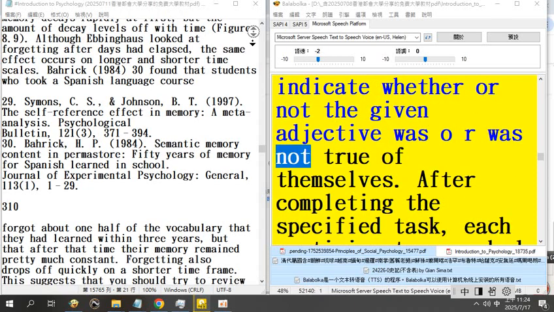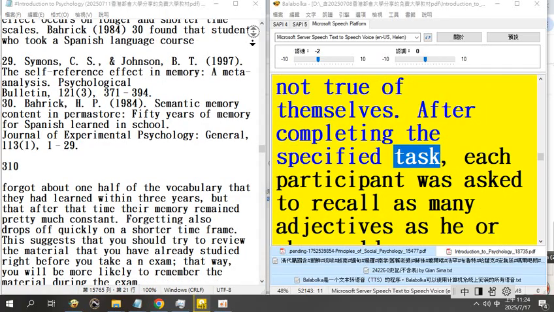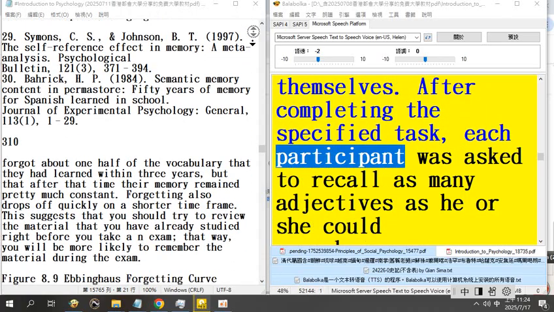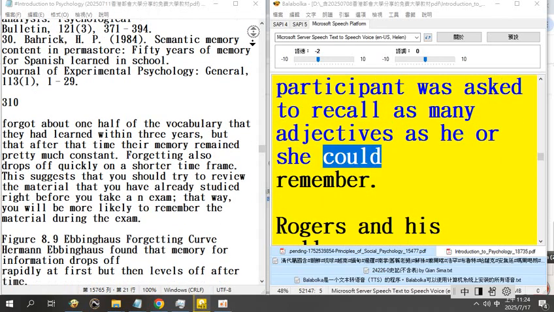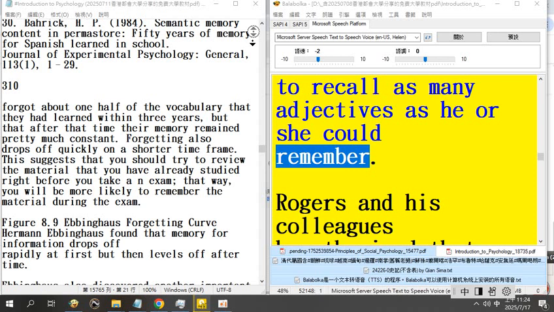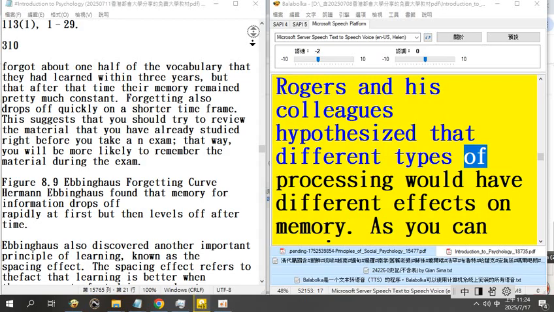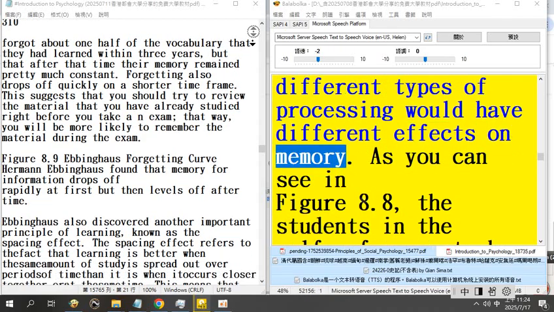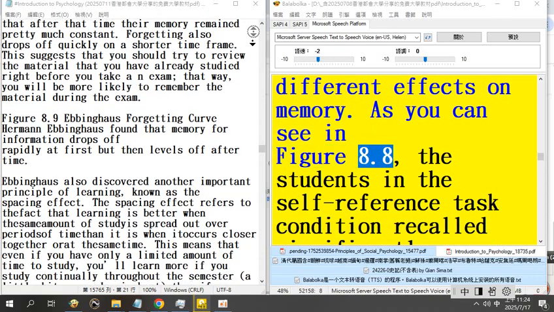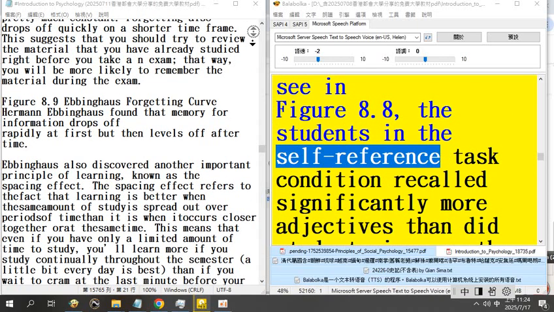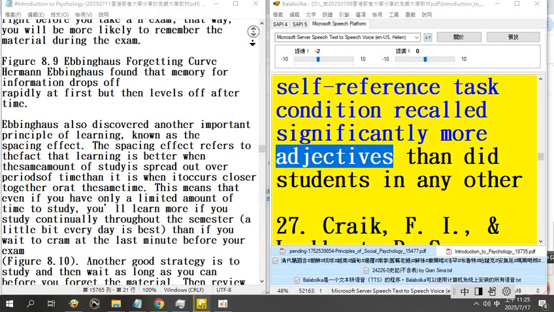After completing the specified task, each participant was asked to recall as many adjectives as he or she could remember. Rogers and his colleagues hypothesized that different types of processing would have different effects on memory. As you can see in Figure 8.8, the students in the self-reference task condition recalled significantly more adjectives than did students in any other.